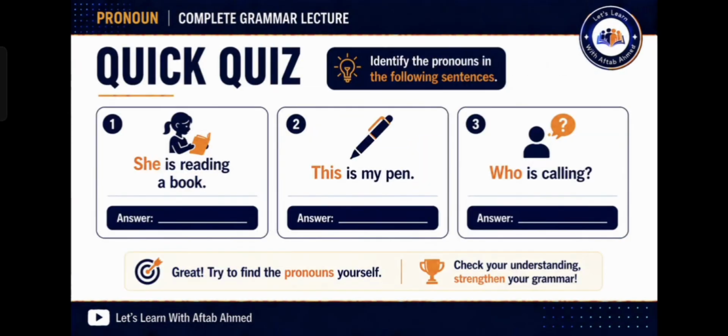Now it's time for a quick quiz. Identify the pronouns in these sentences. She is reading a book. This is my pen. Who is calling? Take a moment and think about your answers. The correct answers are she, this, and who. If you got them right, excellent work. You are developing a strong understanding of pronouns.